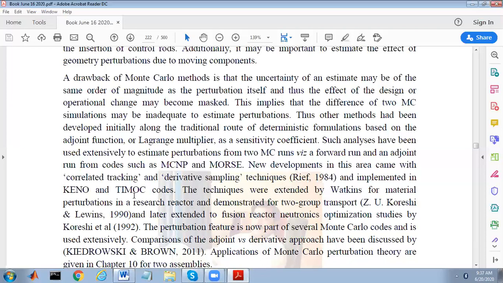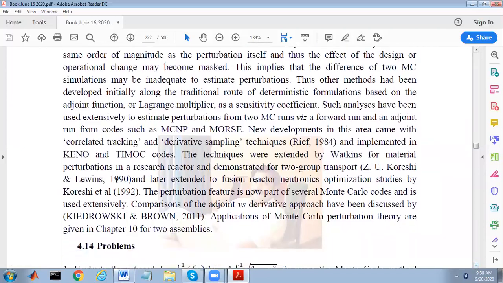So Professor Dr. Reef was using the Kino and Timok codes in Europe. They have a Kino Europe, I think, but I have not used Kino and Timok. But then these techniques were extended by Peter Watkins for material perturbations in research reactors, and then it was extended by me in my PhD thesis to fusion reactor neutronics optimization. Now I told you I've got a very good paper on this, so that's my first paper and that's my second paper. So the second paper is an application to the Tiber design.